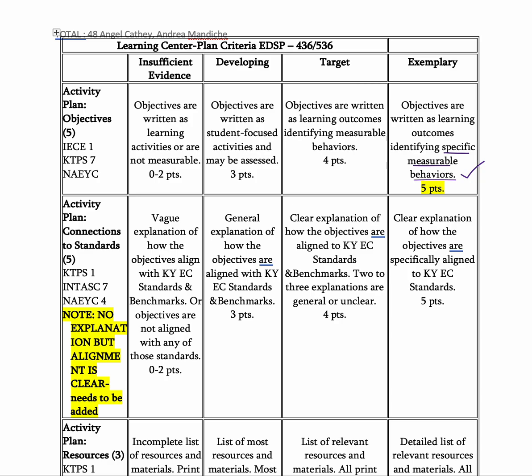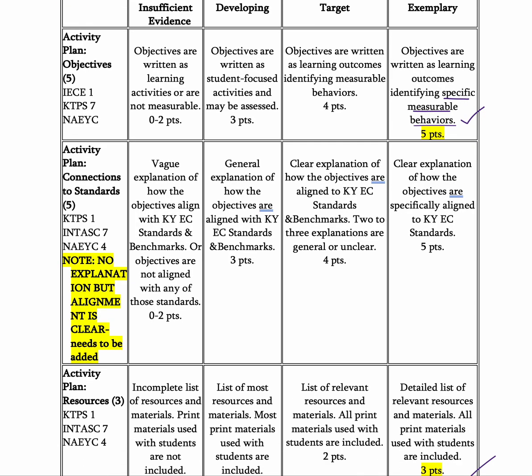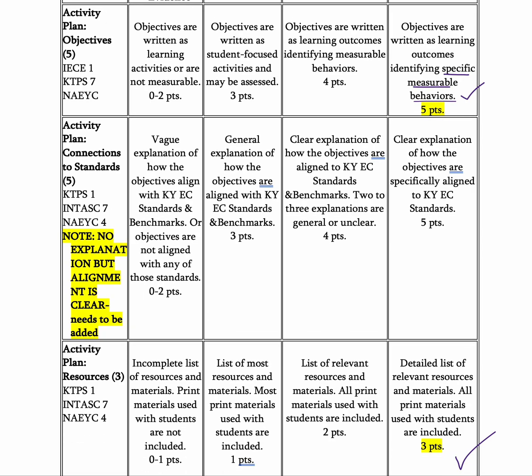So the first part of the activity plan, your objectives were good. You picked really good objectives and you had really good measurable behaviors there. So that was 5 points.